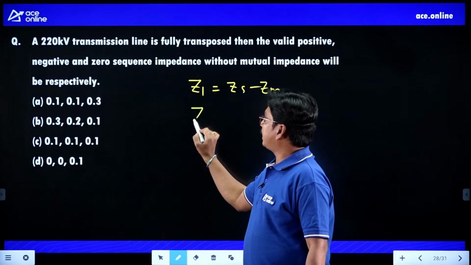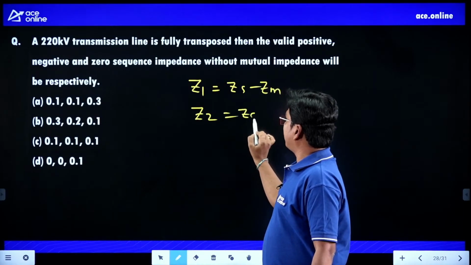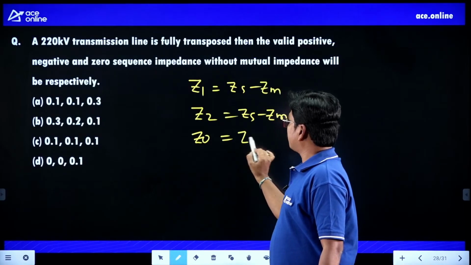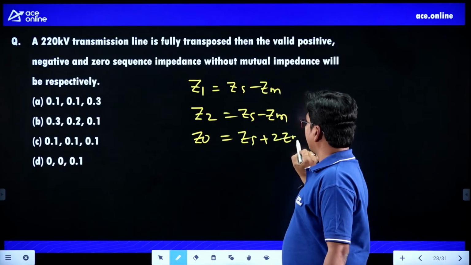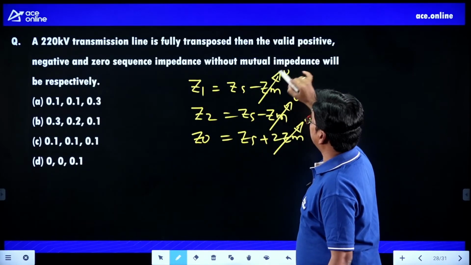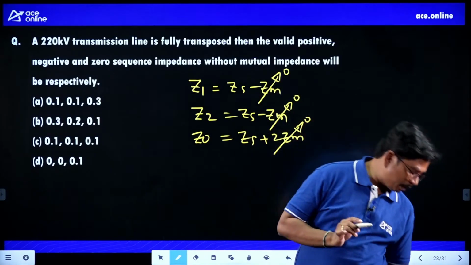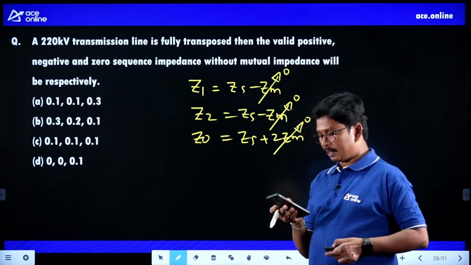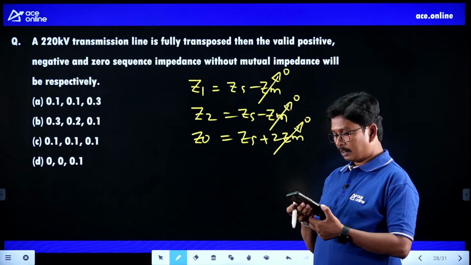What about Z2? Zs minus Zm. What about Z naught? Zs plus 2Zm. They are saying Zm is 0. When Zm is 0, you have to give the answer. Please check it, everybody. Meghavat Naidu.